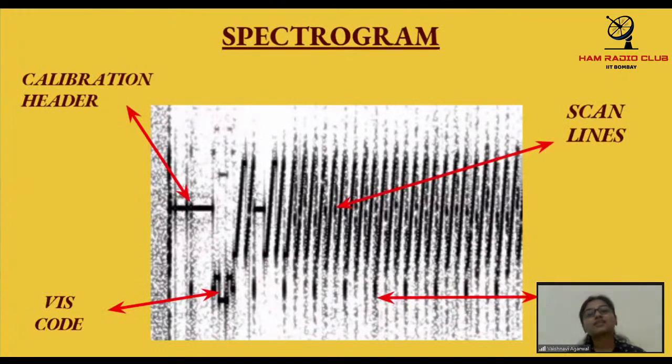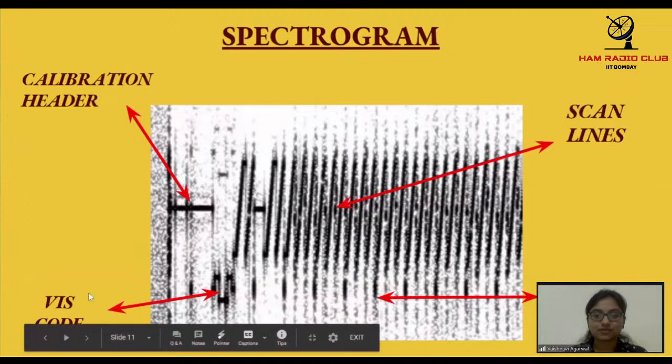Now that we have looked at the modes of encoding, what is it that tells the decoder what mode to use? How does it come to know which mode was used to encode the data? So let's look at something that helps, the spectrogram. A spectrogram is a frequency versus time graph. It includes the following components: a calibration header, the VIS code, scan lines, and the sync pulse.